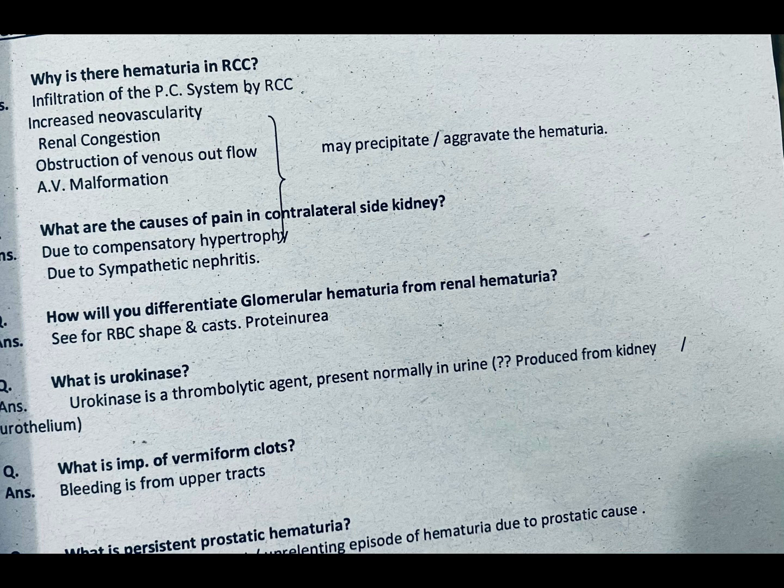What are the causes of pain on the contralateral side of the kidney? There are two reasons that the patient will also be complaining of pain on the contralateral side. This is because of compensatory hypertrophy and capsule expansion, and the second is due to sympathetic nephritis. Now, how will we differentiate whether there is glomerular hematuria or renal hematuria? We will see the RBC shapes and casts. So this is important. What is the importance of vermiform clots? The importance of vermiform clots means that the bleeding is from the upper tract.